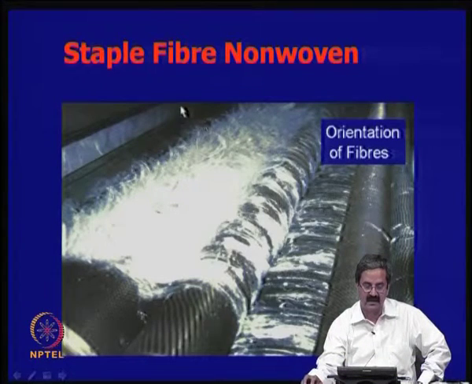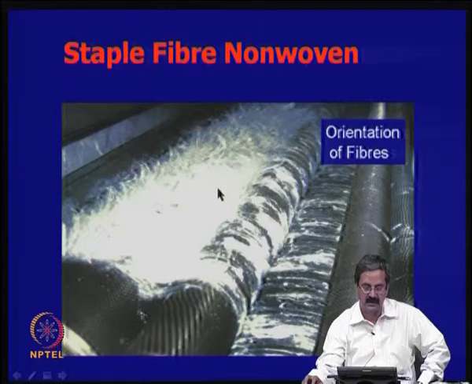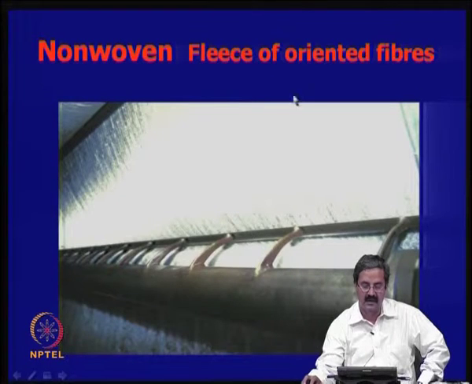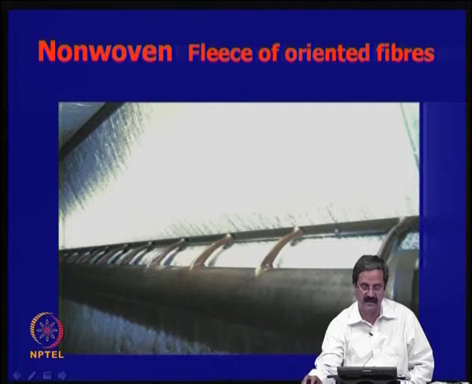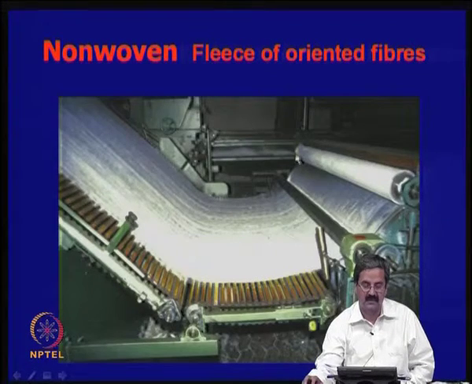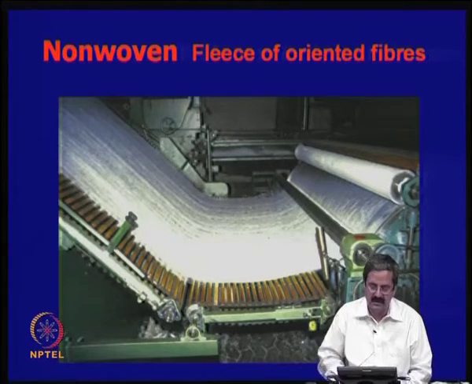You can see staple fiber nonwovens, where the orientation of fibers is something they are doing here, and some processing is being done. Then fleece of oriented fibers, where you rotate at high speeds, then stitch it and join them together, and they form a material like this. Then it becomes like this. Remember that they are all plastics, polymer compounds.